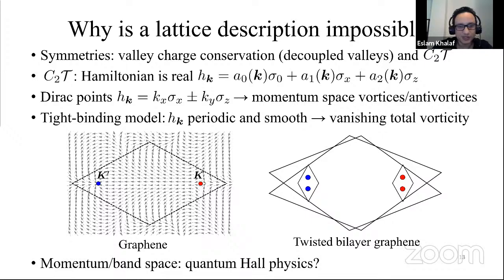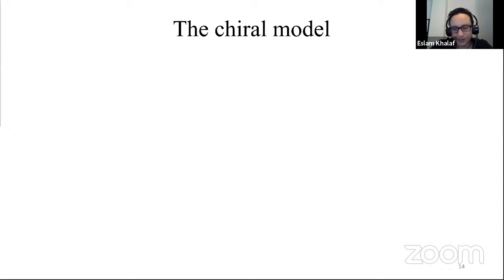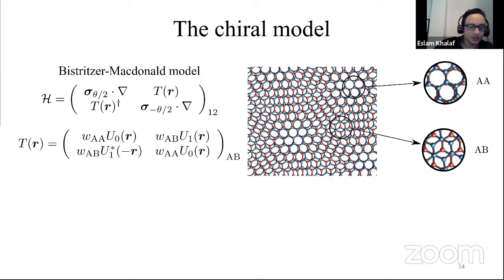So this toy model is called the chiral model. And to understand how it is defined, let me first introduce how we describe the low energy physics of twisted bilayer Graphene. We usually describe it using something called the Bistritzer-McDonald model.